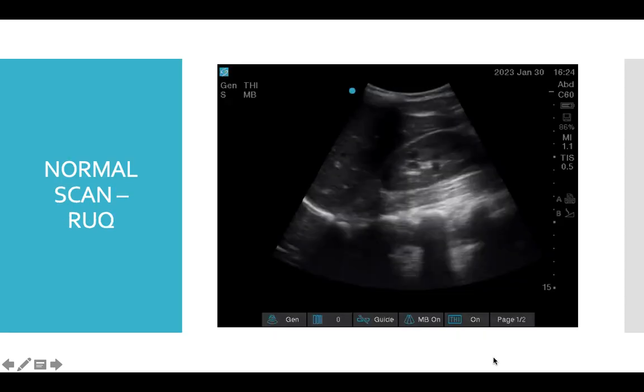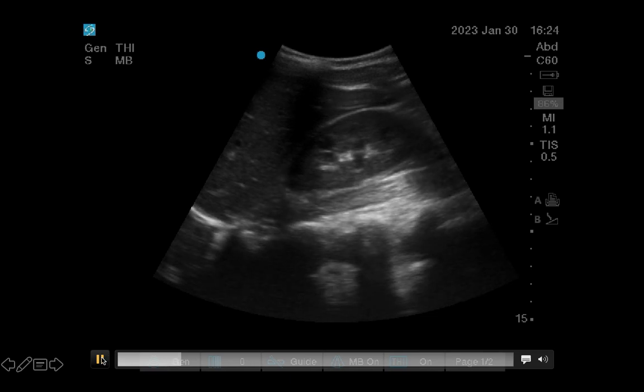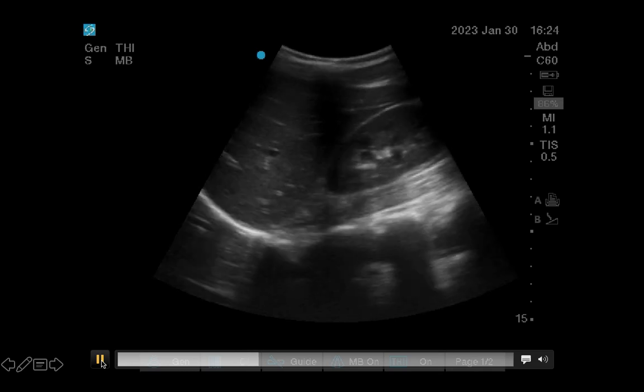What is the spine sign in EFAST? If we see the normal scan in the right upper quadrant, this is the liver, this is the kidney, this is the diaphragm, and these are the shadows of the spine, vertebrae. So we will see what happens. Here you can see the spine shadow below the liver and below the kidney. But if you go beyond the diaphragm towards the lung, you cannot see the shadow of spine.